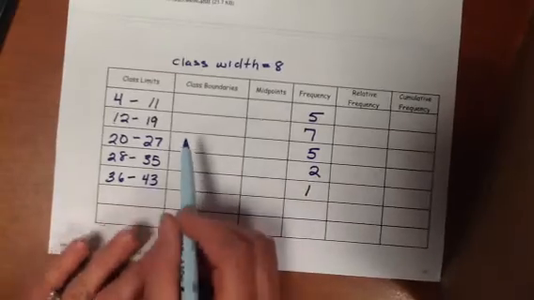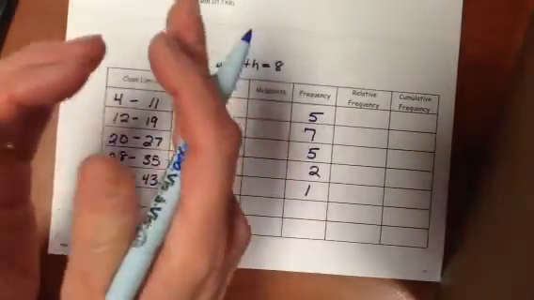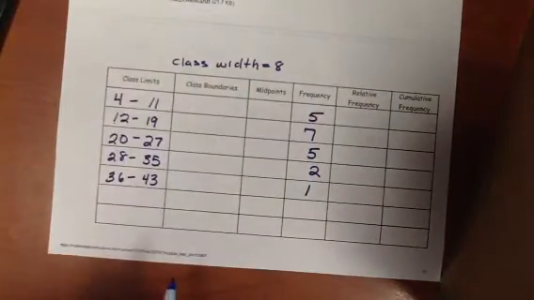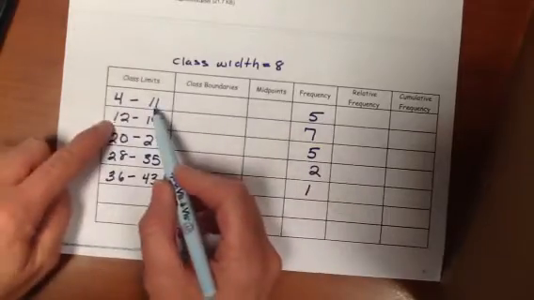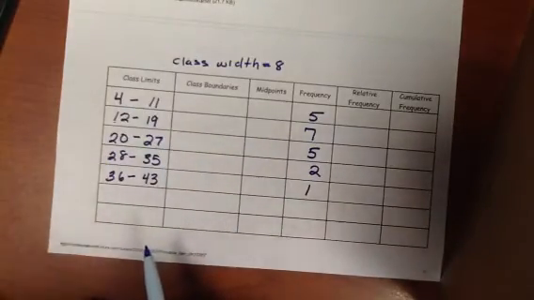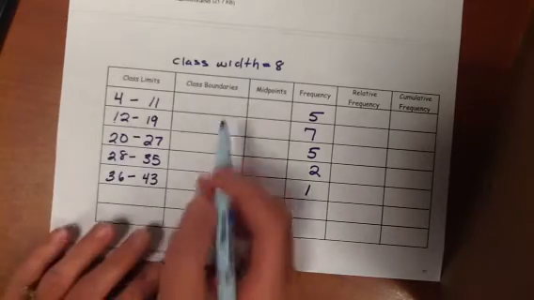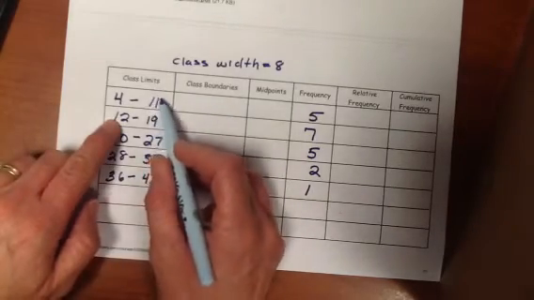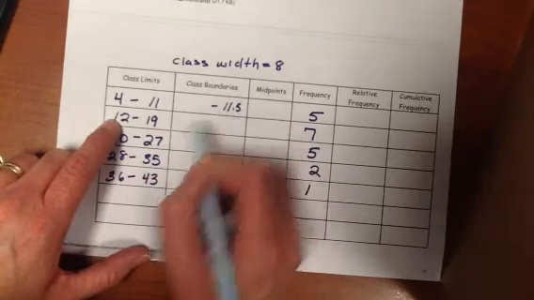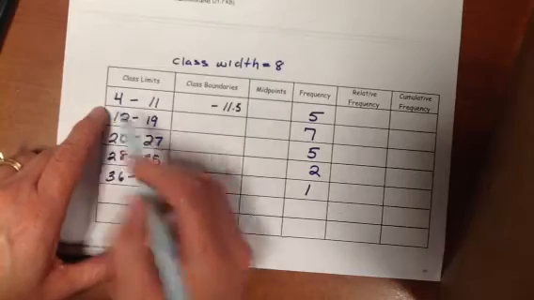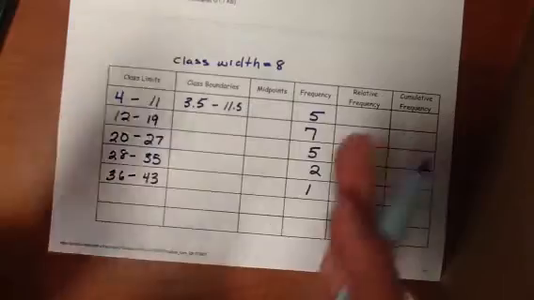So the class boundaries, what we do, it's like we're taking some air into those class limits and just expanding them by a little bit, okay? So we're going to expand them by a half, because when we actually do our histogram, which is like a bar graph, we want those bars to touch. So we're going to increase the 11 to 11.5, and we're going to decrease the lower limit by half to 3.5. So it's like you stuck a little air in that and just poofed it out.